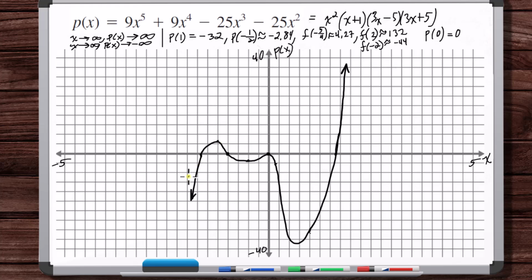As x approaches negative infinity, the function approaches negative infinity. As x approaches positive infinity, the function approaches positive infinity. You've got 3 turning points in a 5th order equation, so the max is 4 turning points, and we've only got 3. You've got 4 x-intercepts with 3 having odd multiplicity and 1 having even. And so, there we go.